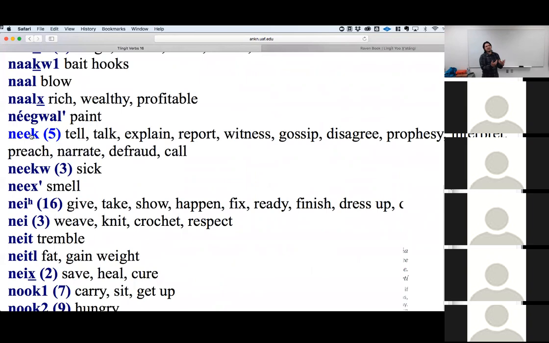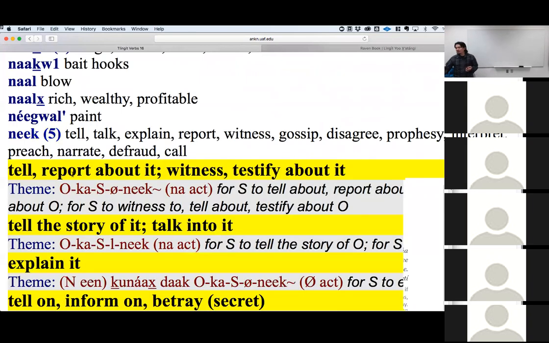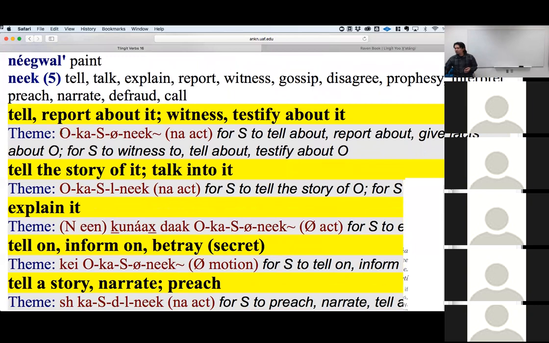I think it would be just to inform or to give news or tell a story, to gossip. This one, so we say the object, so when we're looking at this thing and it's telling us information about the verb, we have the object, it's got a ka thematic prefix, which is on the surface of something, we've got a s, which is a subject, a zero group classifier, and then neek. Okay, let's just stick with that for now. There's some other information that it's telling us, but we're not going to worry about that right now.